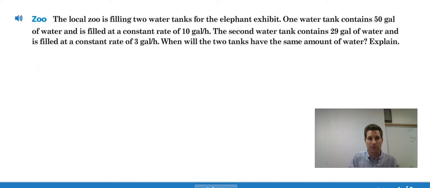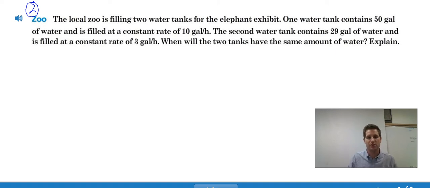Okay, here's example 2, where we're talking about two different things. We're trying to figure out when they are going to have the same amount of something. So it's very similar to a break-even. Again, the whole point of a system of equations is to figure out where two lines meet. So that's why you have a lot of these kinds of examples.